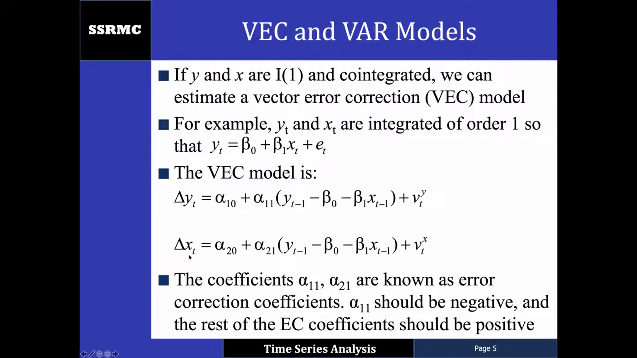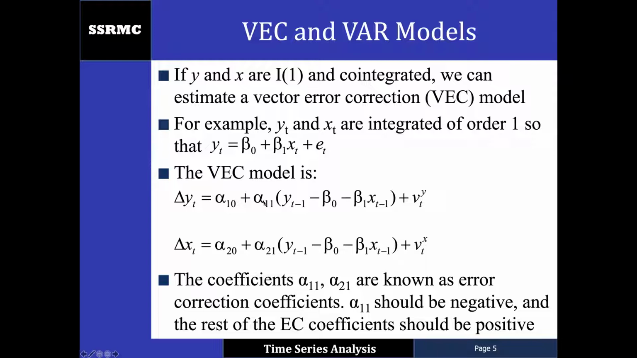You may have more than one x. So this is just a simplified example, just to show the structure. So if you have x1 t-1, x2 t-1, x3 t-1, you will have one error correction term corresponding to each x. So you will have more than one alpha corresponding to those x's.